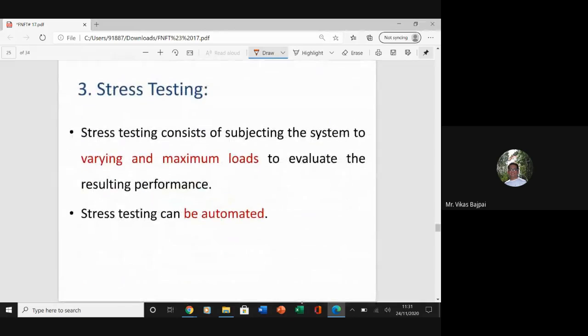or the potential. Next is your stress testing. So stress testing consists of subjecting the system to varying and the maximum load. The purpose is to evaluate the resulting performance. So once again, it can be automated. Before launch, I can automate this particular thing, because post launch, it's available to the real world.